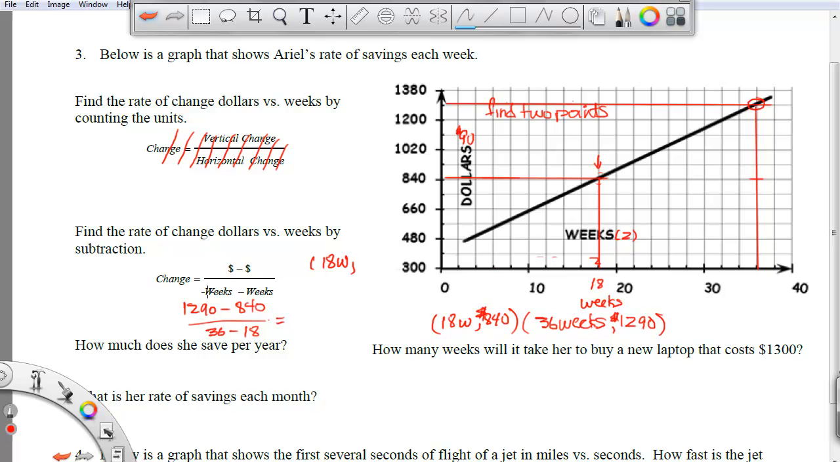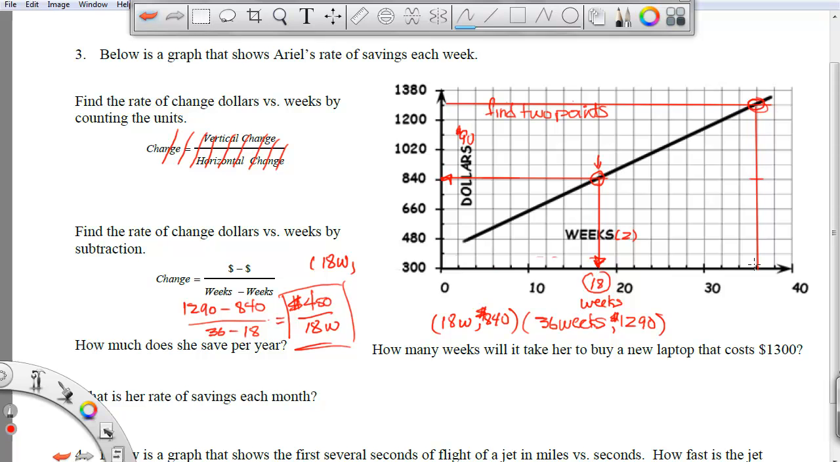So I'll take my calculator, $1,290 minus $840. Gives me $450. And then 36 minus 18, that gives me 18 weeks. So that's the rate of change. So the idea is I give you the line, you pick out 2 points, and then you trace those points back to get the weeks, you trace it over to get the dollars.